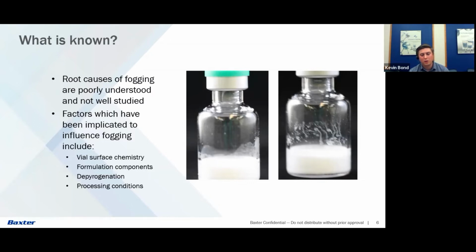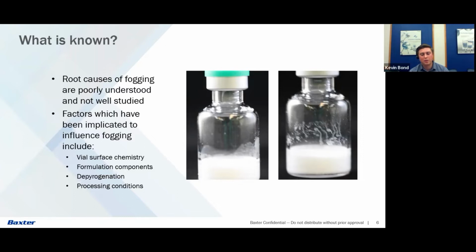And then finally, it's also been implied that processing conditions of your lyophilization cycle, such as long pre-freeze hold steps at low temperatures, or using controlled nucleation in your cycle, could reduce the severity of vial fogging. However, in our experience, we found that processing conditions of your cycle are at best unreproducible at reducing the presence or severity of vial fogging, and at worst have really shown no impact at all. So these are all areas which we continue to research and investigate.